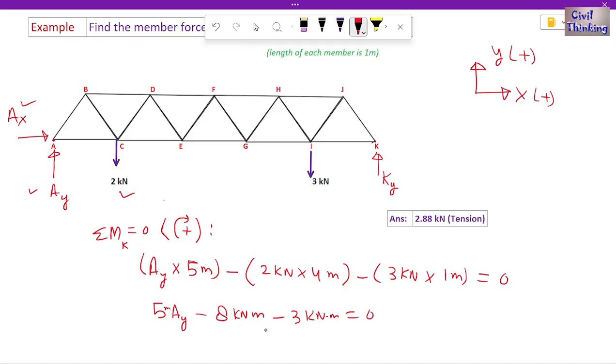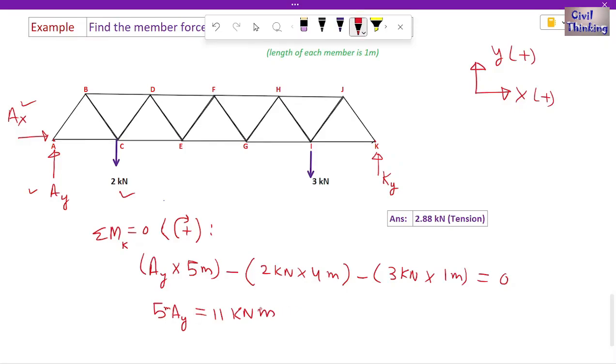Now minus 8 minus 3 is how much? 8, 9, 10, 11, right? So it is 11 kilonewton meter, so minus 11 kilonewton meter, right? It is equal to 0, right? Now when we take this to the right side of 0, we will get an equal sign here.